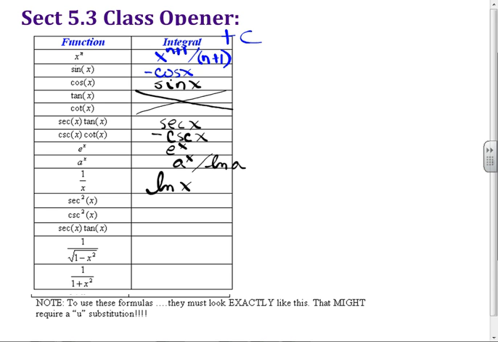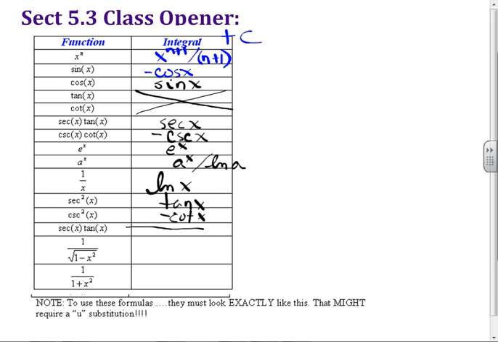Secant squared, that's the derivative of which one? Tangent. And everything has to be one of these. Before, when you had derivatives, you could just take it and do it. We're going to have to manipulate some of these things. Not yet. But so they look like this. Cosecant squared is... If secant squared is tangent, cosecant squared is cotangent. Right. And it's negative.